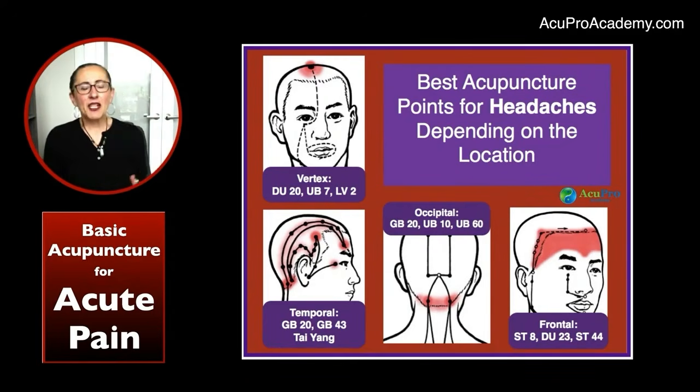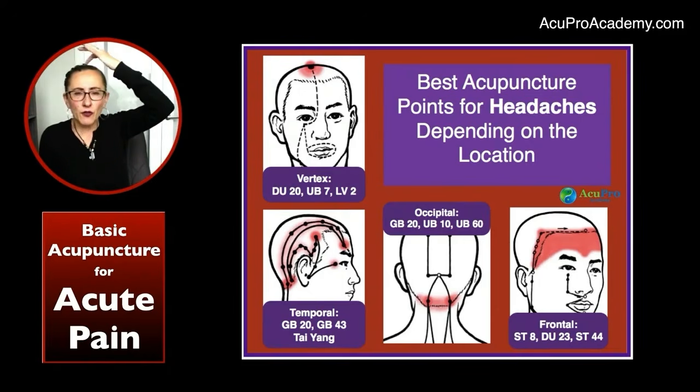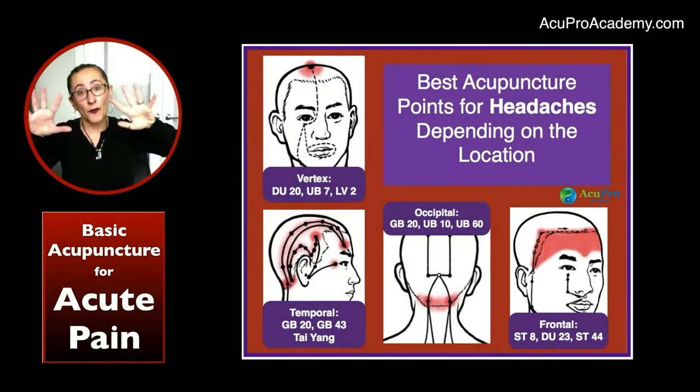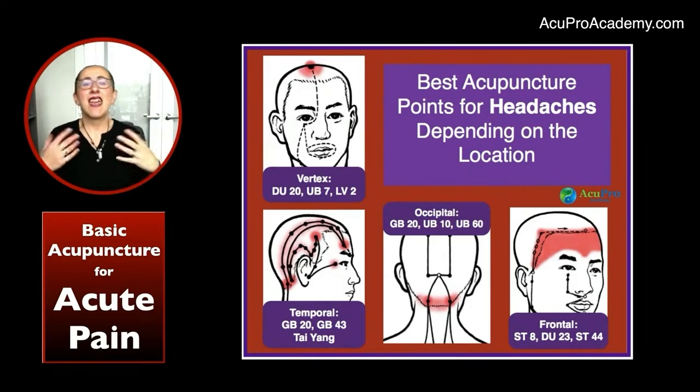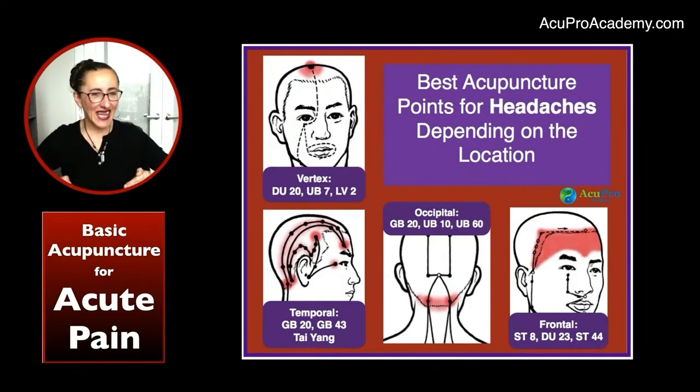Good. The last but not least is the vertex headache. So this is not as common. Vertex headaches are not as common in general, but some people do experience the top of the head being really painful. So of course, Du 20 is right there. So you could do anything that is local, like Bladder 7, all around. Du 20, like Sishencong, which is a 4 extra points around Du 20, and then Liver 2. You want to bring the vertex headache down because that's a Jueyin headache, which means it's a liver headache. You want to bring it all the way down. So Liver 2 is far away.